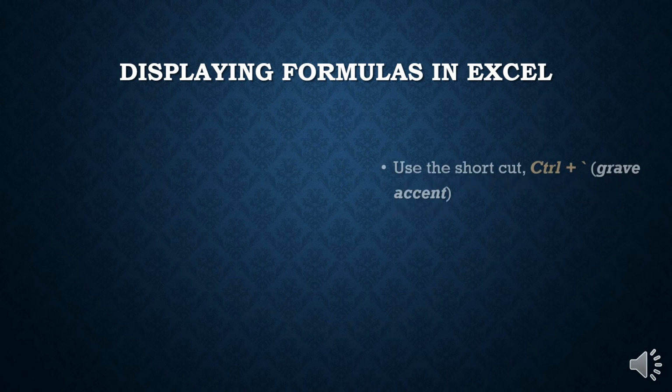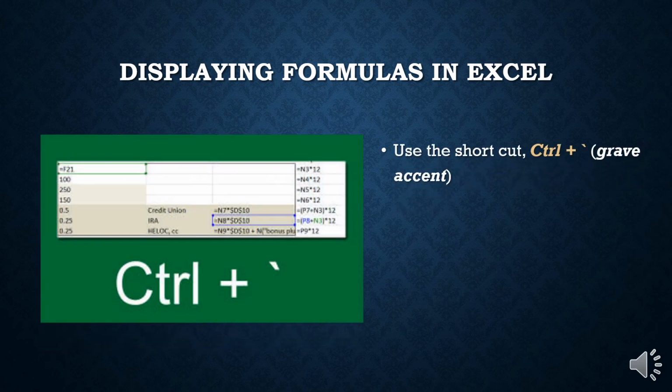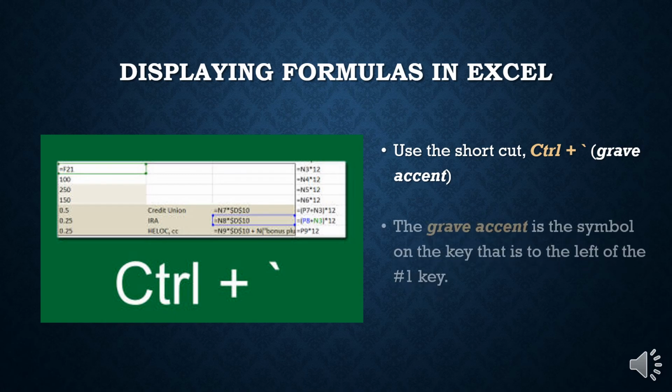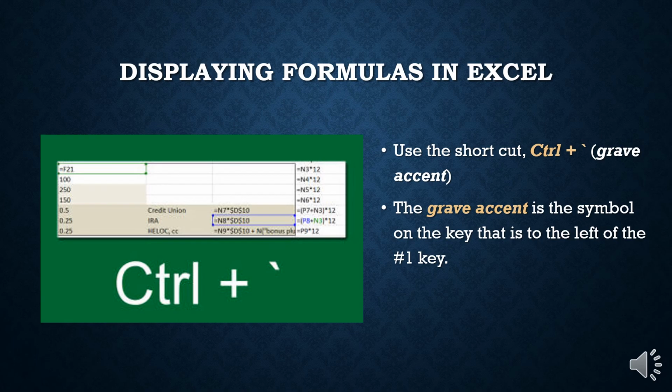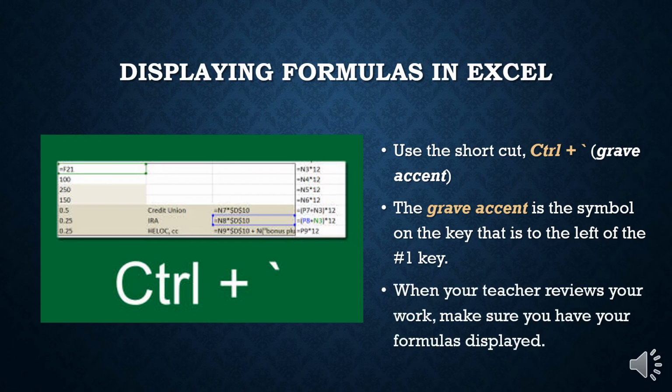Displaying formulas in Excel. To turn on our formulas, you will use the shortcut Control+Grave Accent. The grave accent is the symbol on the key that is to the left of the number 1 key on your top row. When your teacher reviews your work, make sure you have your formulas displayed.